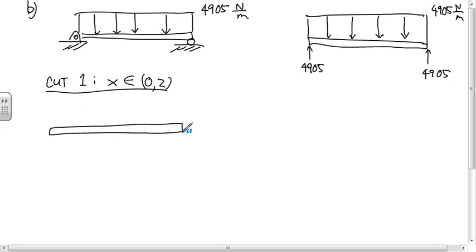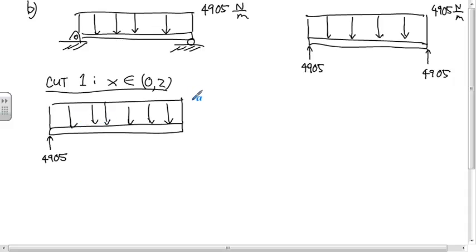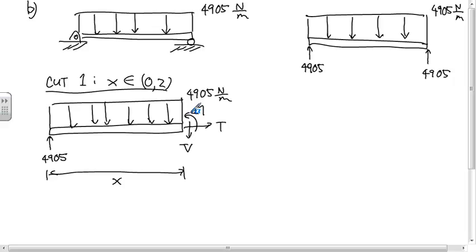So to draw the free body diagram, we have 4905. We have this distributed load. We don't have this other 4905 because whatever the length of this thing is, and we're going to call it x, it's not ever going to be all the way out at 2. And so the only other forces acting are tension, shear force, and bending moment.